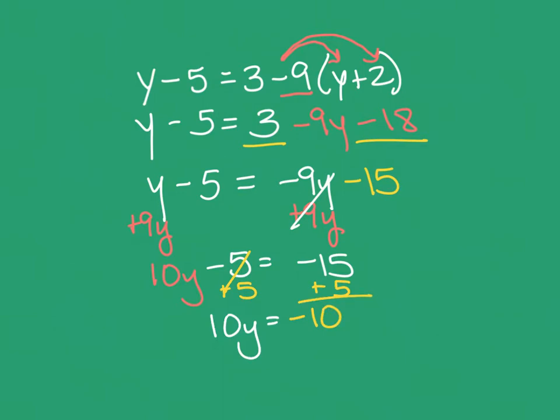Last but not least, y is being multiplied by 10, so we will undo that, or inverse operation, and divide by 10 on both sides of the equation. That leaves me with y equals 10 divided by 10 is 1, and that was a -10 divided by 10, so it's a -1. Hey adventurers, did you get -1?